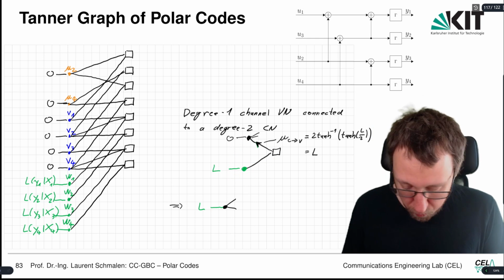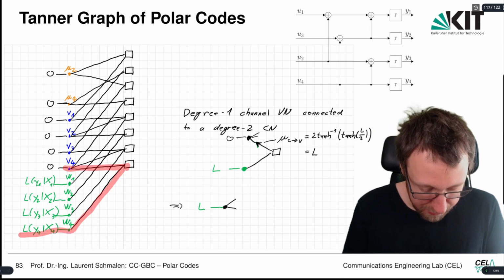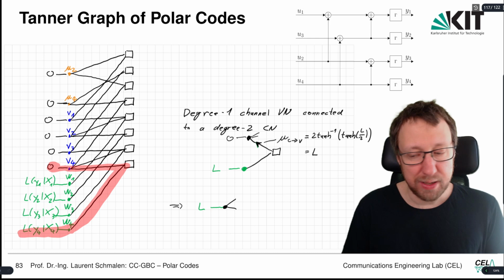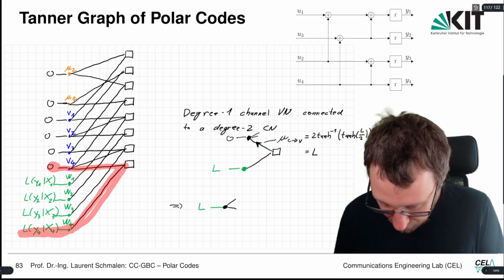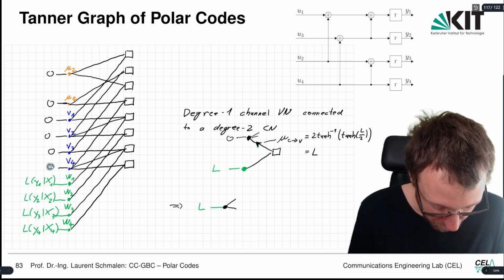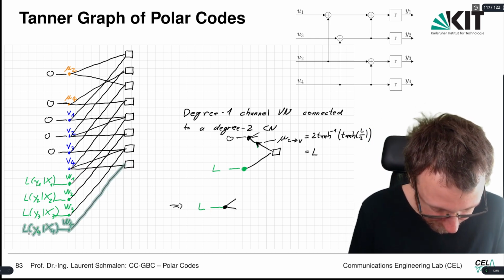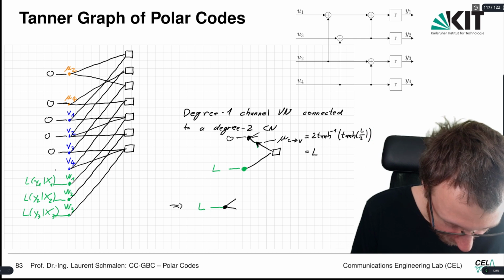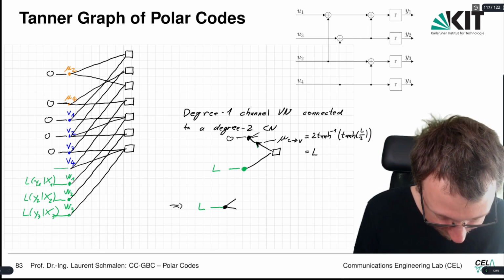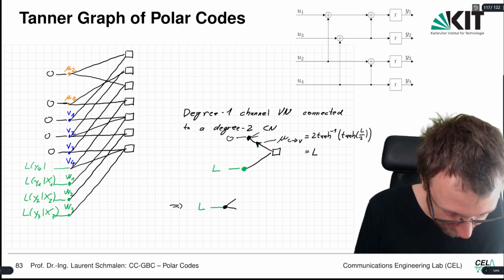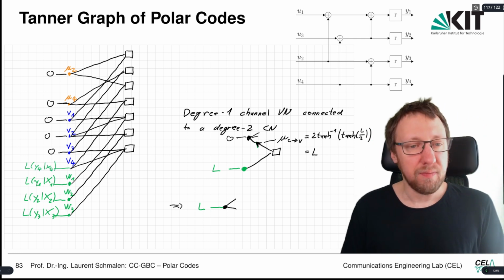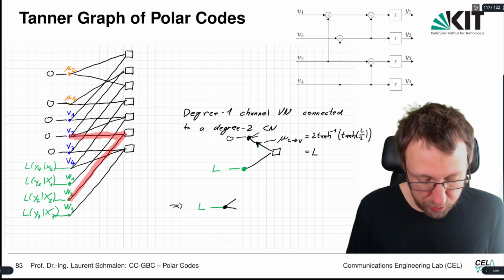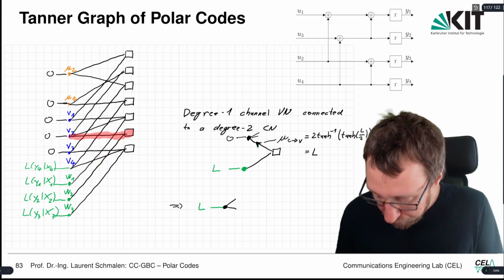So here we have one of those. We can remove this and then we can add L of y4 given x4 to this variable node. So we remove this one, we remove this, and we remove the associated check node, and then we put L of y4 given x4 over here. Do we have another one? Let's check. This one as well is connected to a degree 2 check node. So we can remove that one as well.